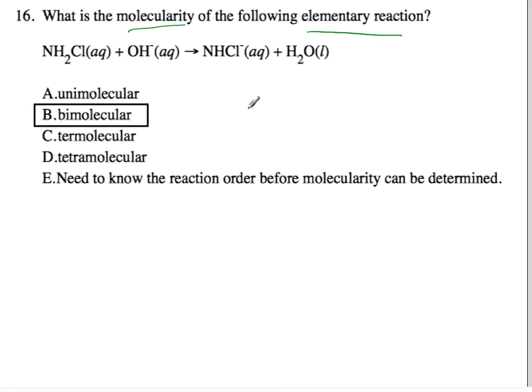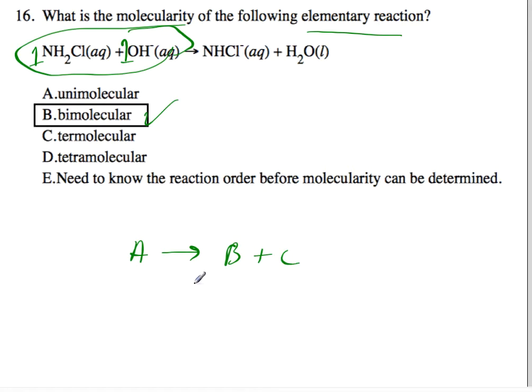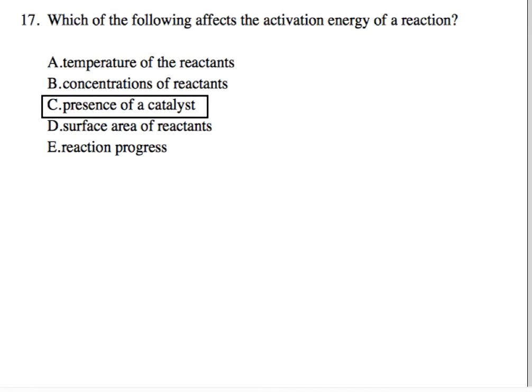Next one, what is the molecularity, or the number of molecules in the elementary reaction? They're asking you how many molecules are reacting. I look at my reactants, and I notice that this has a coefficient of 1 and that has a coefficient of 1, so it's bimolecular. Most chemical reactions are bimolecular, meaning two molecules are slamming together. If it's unimolecular, it would only be one, like A arrow to B, C. Termolecular means you would have 3 or more molecules colliding at the same time.